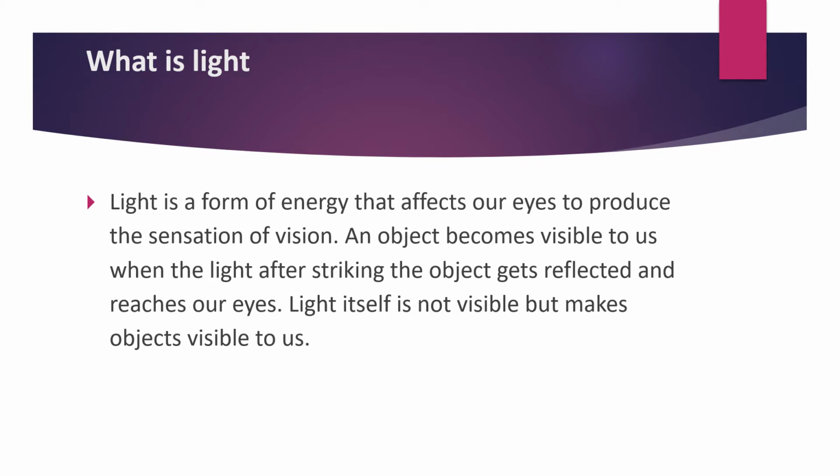We are aware of the importance of light. We can see objects around us when there is light, while nothing is seen in the dark. If we enter a dark room, we cannot see anything. An object becomes visible only when the light after striking the object gets reflected and reaches our eyes.